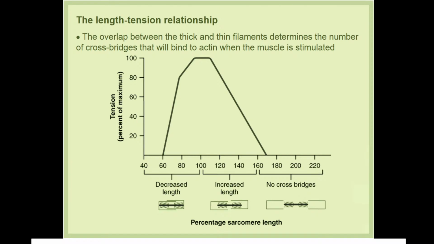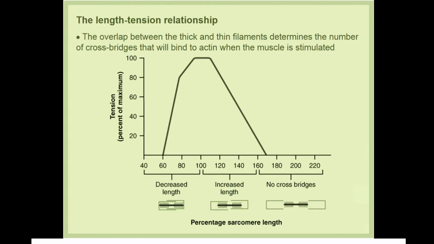So the optimal length of the sarcomere is when the force developed by the muscle is around 100. What might it be? Unfortunately, there is no measuring unit. Okay, let's take this as a percentage of sarcomere length. At the normal state, at 100% of the sarcomere length, the force is the maximum.